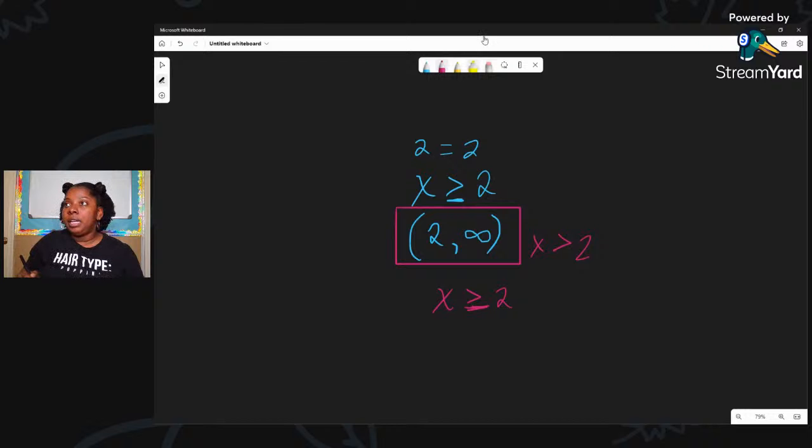Not the infinity. The infinity is going to stay the same because x is going to be everything greater than 2. So my highest number, it's just going to go on forever and ever and ever. So it's going to be infinity. Okay. But is that 2? You're just asking yourself, is 2 included or not? So can x be 2 or not?